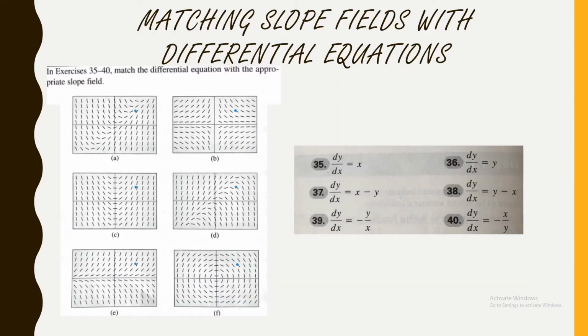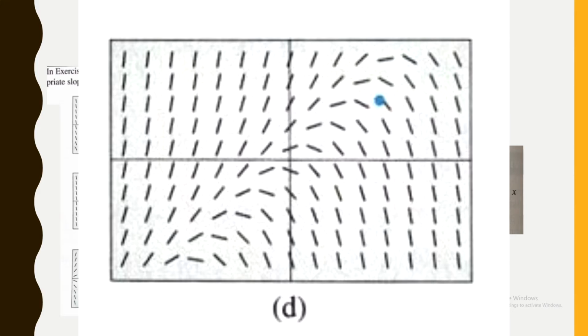A is the only option that has positive slopes around that point. For 38, it has dy/dx equals y minus x, where y minus x equals 0, making x equal y. We can eliminate B and E because they have slopes of 0 at all points on the x-axis. C and F can be eliminated since they have slopes of 0 on all points on the y-axis. And we're left once more with A and D as our choices. We take our point (3, 2), plug it in, and we'll get negative 1. Option D is the only one with negative slopes around our point, which makes it match our differential.